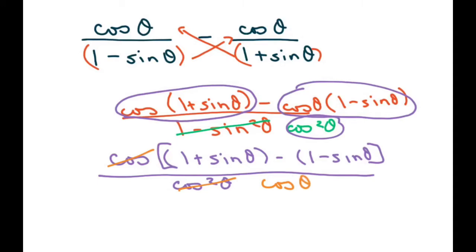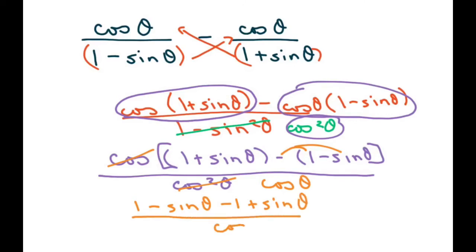So you're just left with cosine. And now if I write my numerator out, and distribute this negative, what's going to happen here is 1 minus 1 is 0. Negative sine plus sine is 0, so you get 0 over cosine of theta, which equals 0.